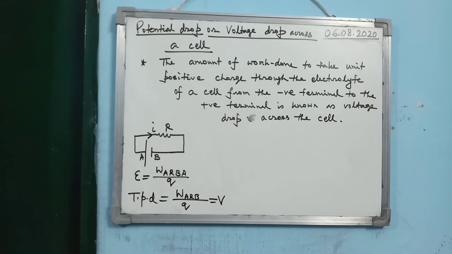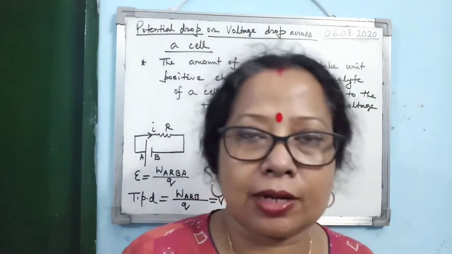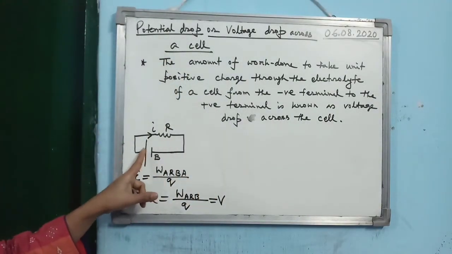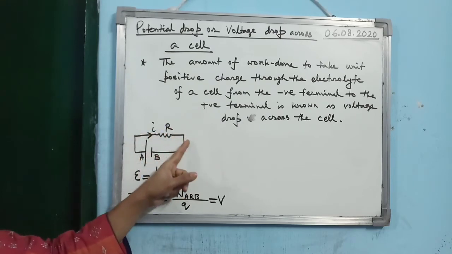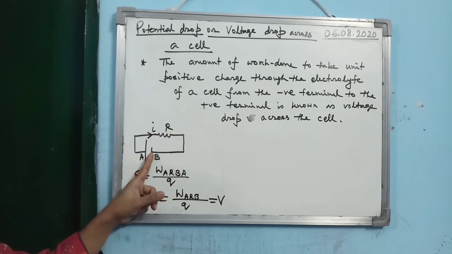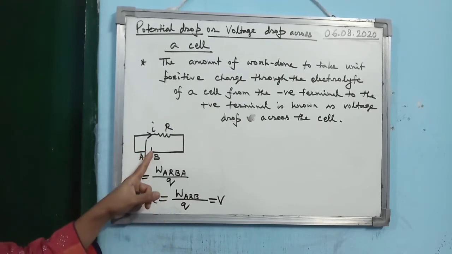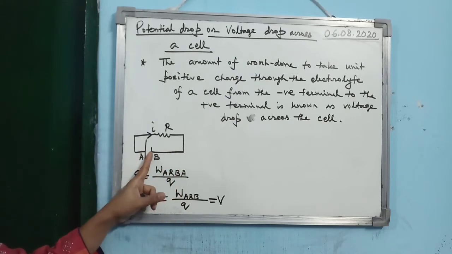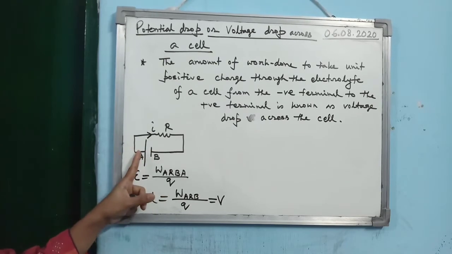Now, the third term you have to know is the potential drop or voltage drop across the cell. Very easy to understand. When you take unit positive charge round the circuit through the external circuit, coming to B, that is called the terminal potential drop. Now you have to complete the path, isn't it? After coming to point B, you have to take the unit positive charge from the negative terminal to the positive terminal through the electrolyte.